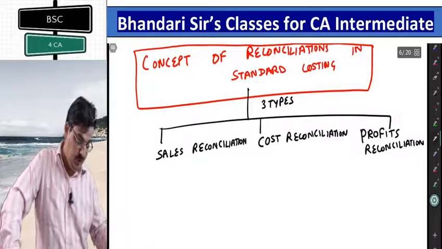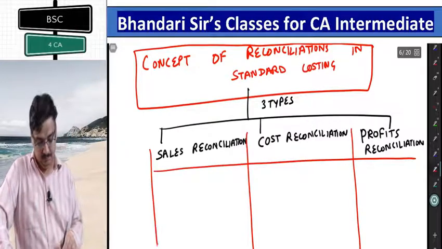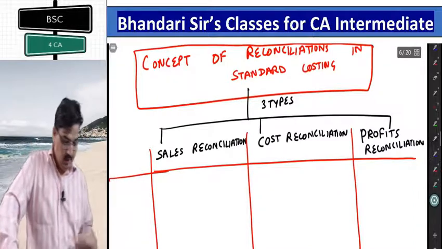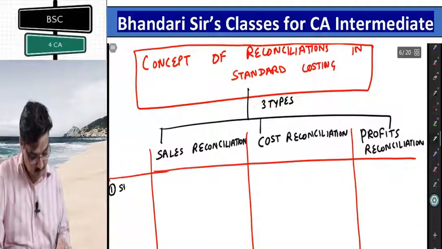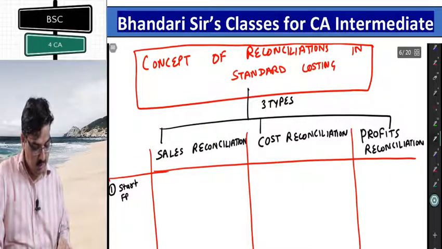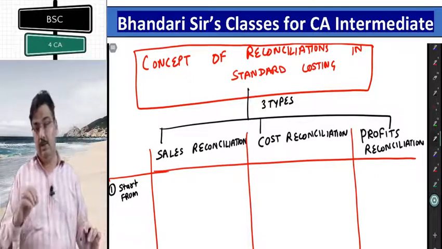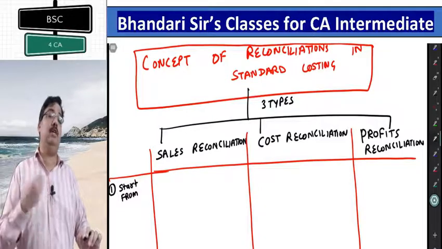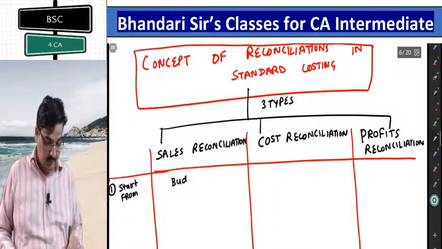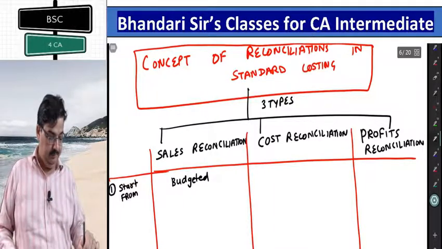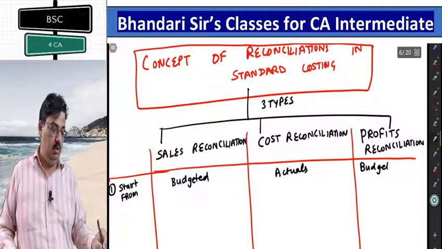I am writing some features. You must remember these features. It will make things very easy for you. Number one, start from. This is all recommendatory. There can be reverse things that you can do, but I am teaching you one way. Just follow it, you will never make it wrong. Start from budgeted, actuals, budgeted.